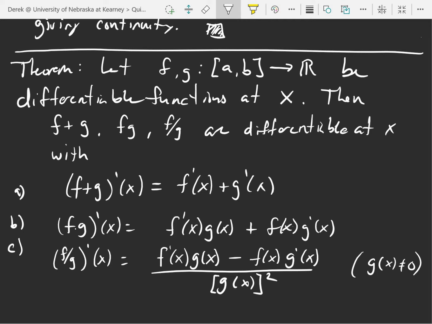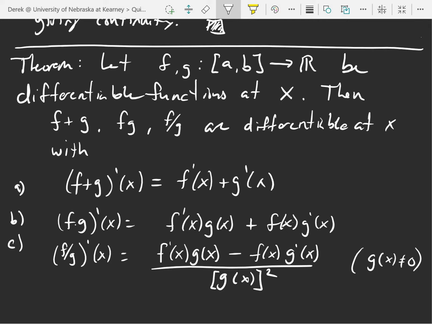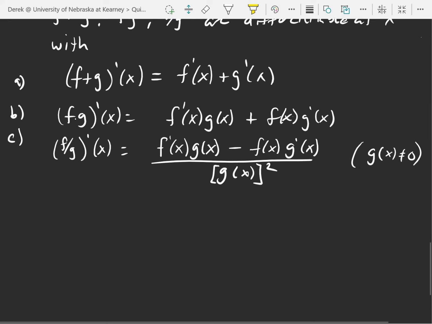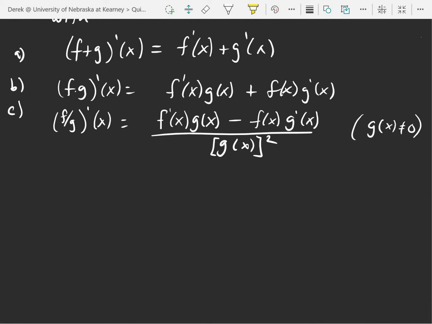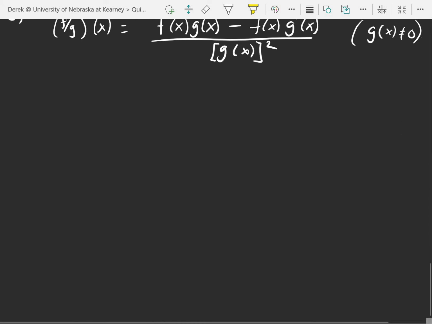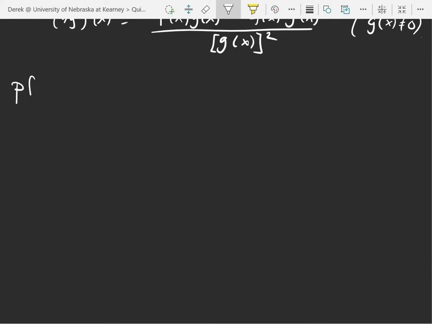So let's prove these, and we're going to appeal to that limit theorem 4.4 to prove all three of these, and that's going to make it a lot easier for us than using epsilon delta proofs for these limits. So, proof. Let's do (a) first.